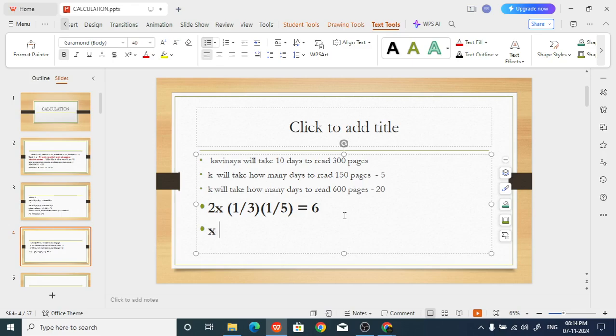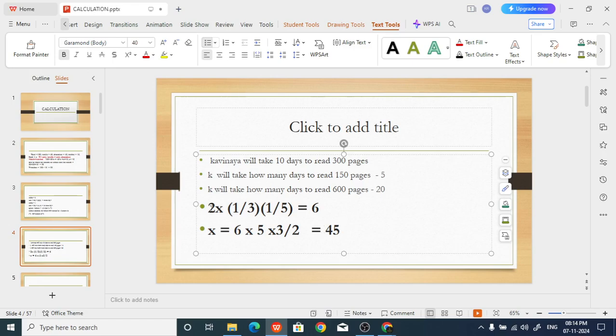x is equal to 6 into 5 into 3, because that goes to that side, divided by 2. So what are you getting? Six into 5 into 3 divided by 2. Is it 45? Hello? Nobody is opening your mouth. Yes, sir, it's 45.